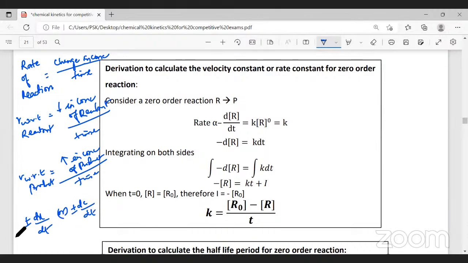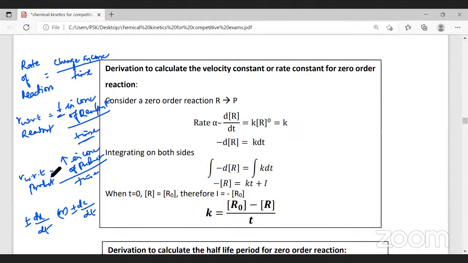I taught you all this in the previous classes. Now, what does this plus indicate? Plus indicates increase in concentration of the product with respect to time, and minus indicates decrease in concentration of the reactant with respect to time. So this is the definition for the rate of a reaction.